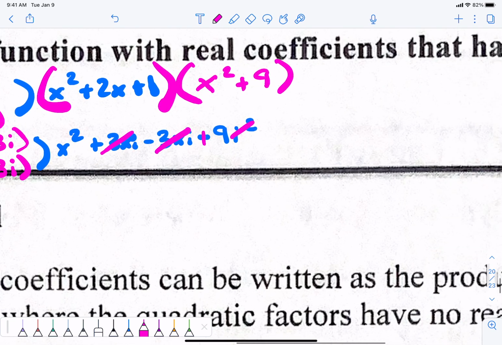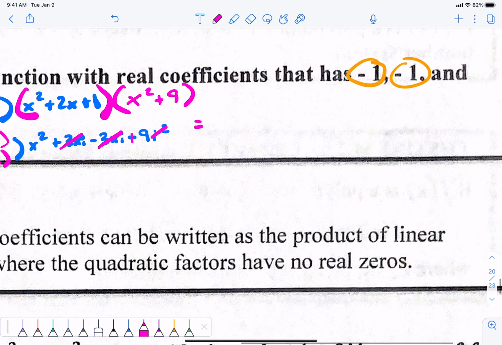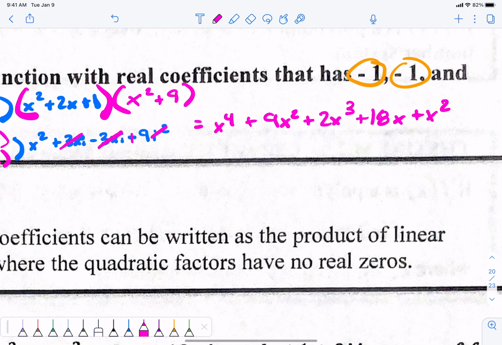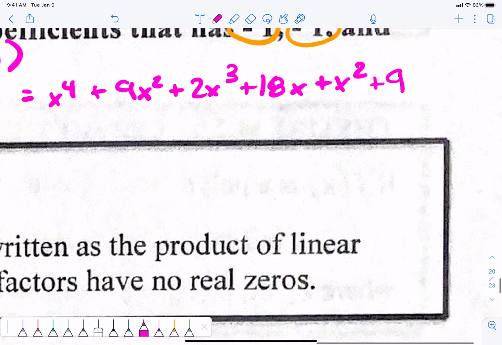Okay, got it. Then I have to multiply that together and combine like terms, then I'm done. All right, are we going too fast? No, you're fine. Okay. All right, so x to the fourth plus 9x squared plus 2x cubed plus 18x plus x squared plus 9. Did I do all that right? Something like that? Let me just combine stuff.